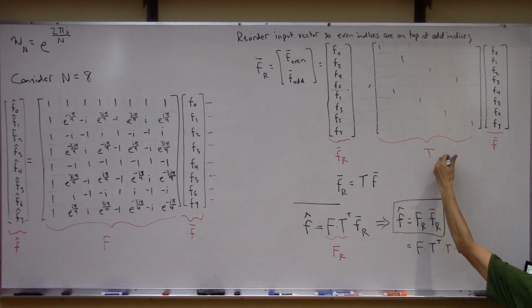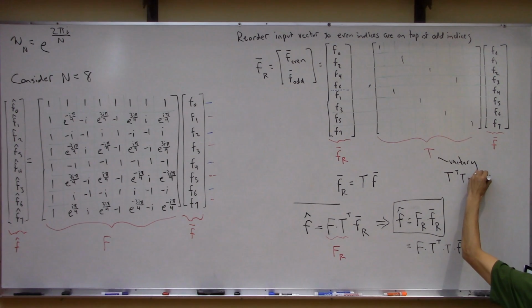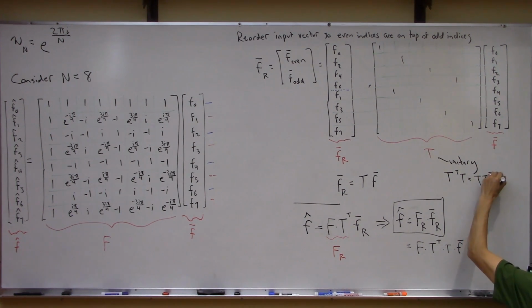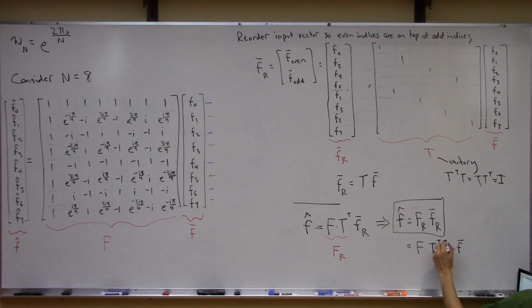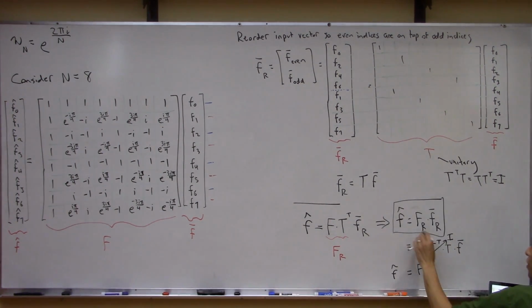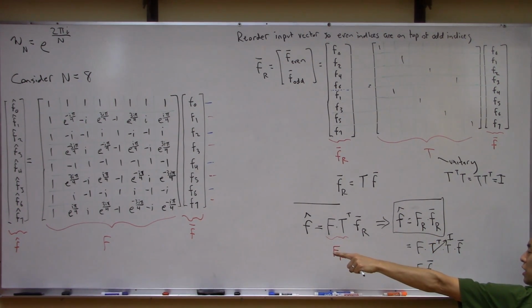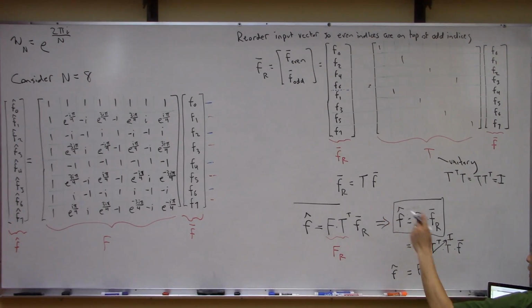Well, look at T. We can easily see that this is unitary, right? It's an orthogonal matrix, so this is unitary, so therefore T transpose T is equal to T transpose, which is equal to the identity matrix, right? So this term in the middle just becomes the identity matrix, and we recover F times F, right, is equal to F hat, which is what we originally had over there. So this is correct, this is good, this is an alternative way to express that DFT matrix operation, right? So great, this is good.